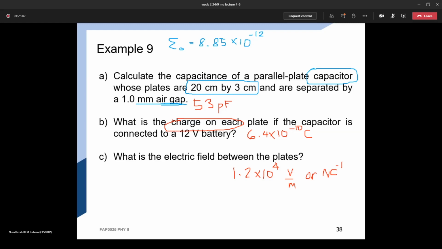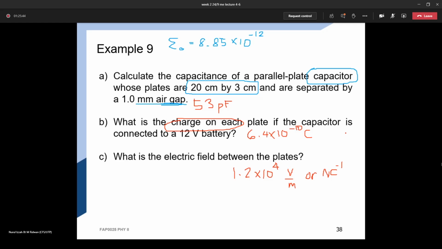The amount of charge built up on the positive plate is the same as the amount of charge built up on the negative plate. So let's say this is the amount of positive charge built up on the positive plate. It should be the same amount of negative charge built up on the negative plate as well. So you don't need to multiply by 2, because they are in the same amount, because they come in pair, one positive and one negative.